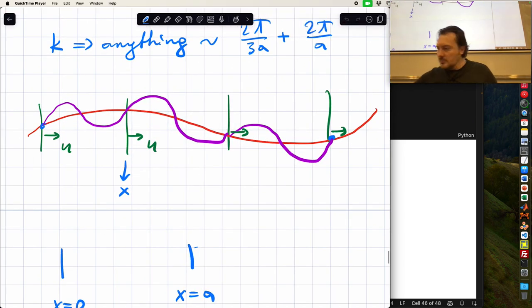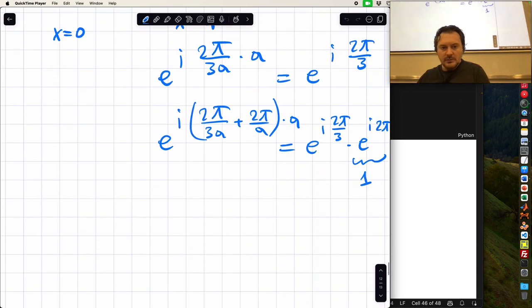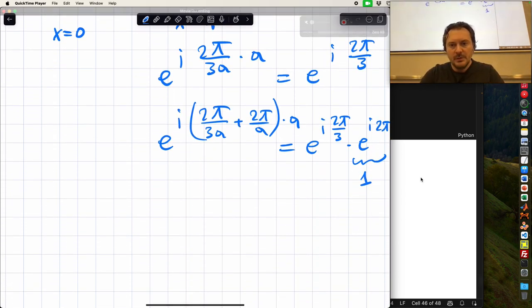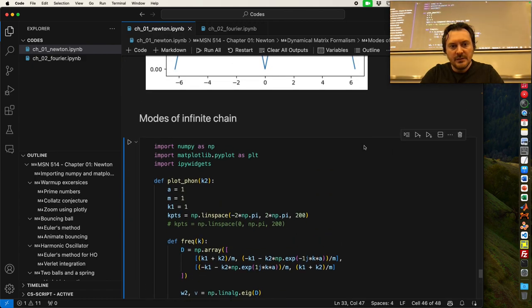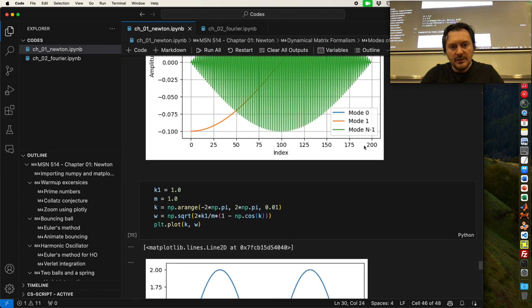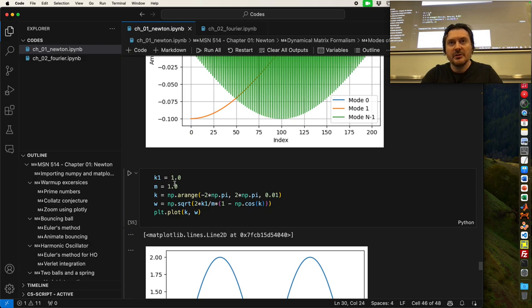So we were lingering on this problem for a bit longer than I planned, but it's fine. Do you remember where we were? Basically, we looked at the case when you have an infinite chain. Just same case, k, k, k, k, k, right? M, m, m, m, m, goes on forever. And we figured out that you can do it by u times e to the ikx, right?